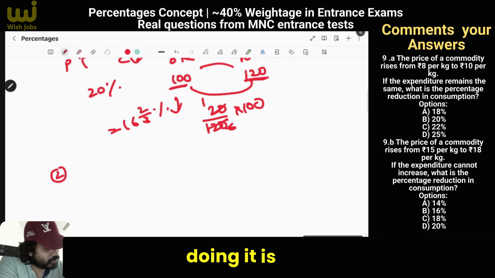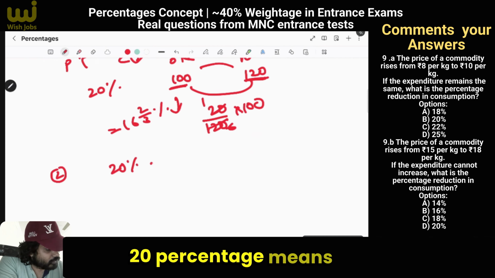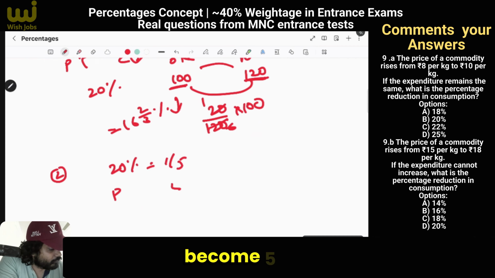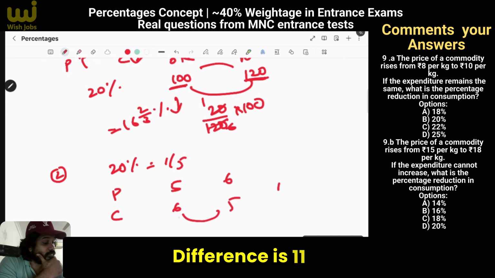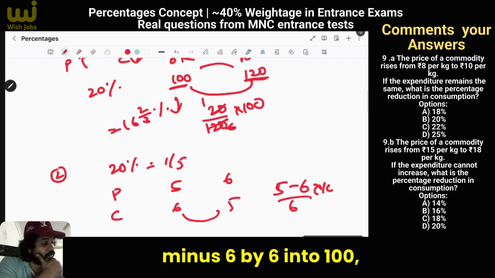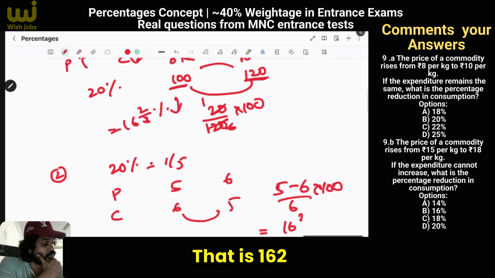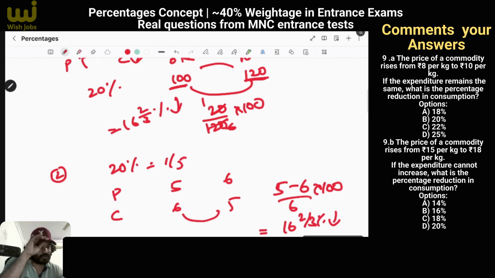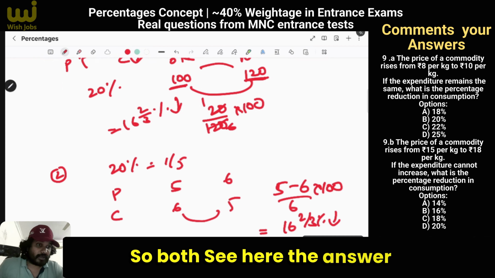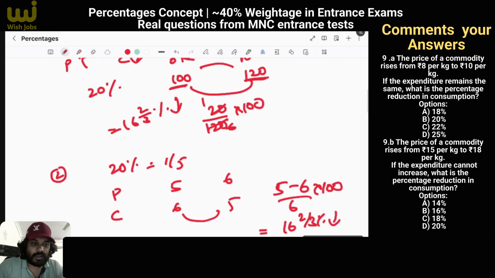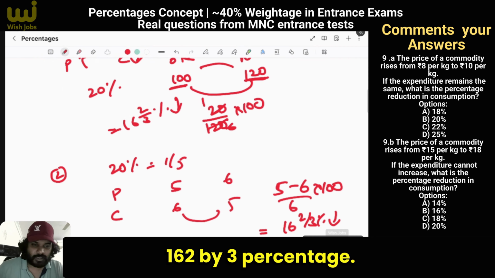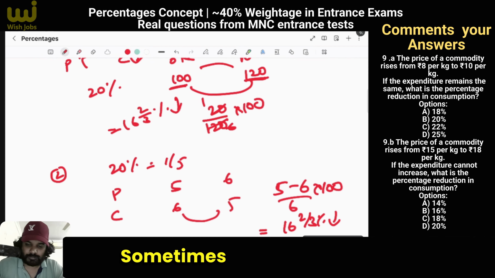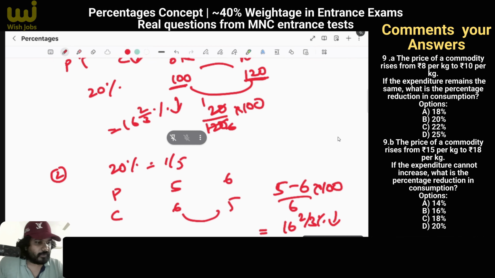Second method of doing it is 1 by 5. 20 percentage means 1 by 5. So the price will become 5 and 6. Consumption will become 6 and 5. Difference is 1. 1 by 6 into 100, which is minus 1 by 6. That is 16 2 by 3 percentage decrease. See here, the answer is not exactly given. It gave us 16, we need to change it as 16 2 by 3 percentage. That's it. Sometimes 2 by 3 percentage. This is the answer. Clear?